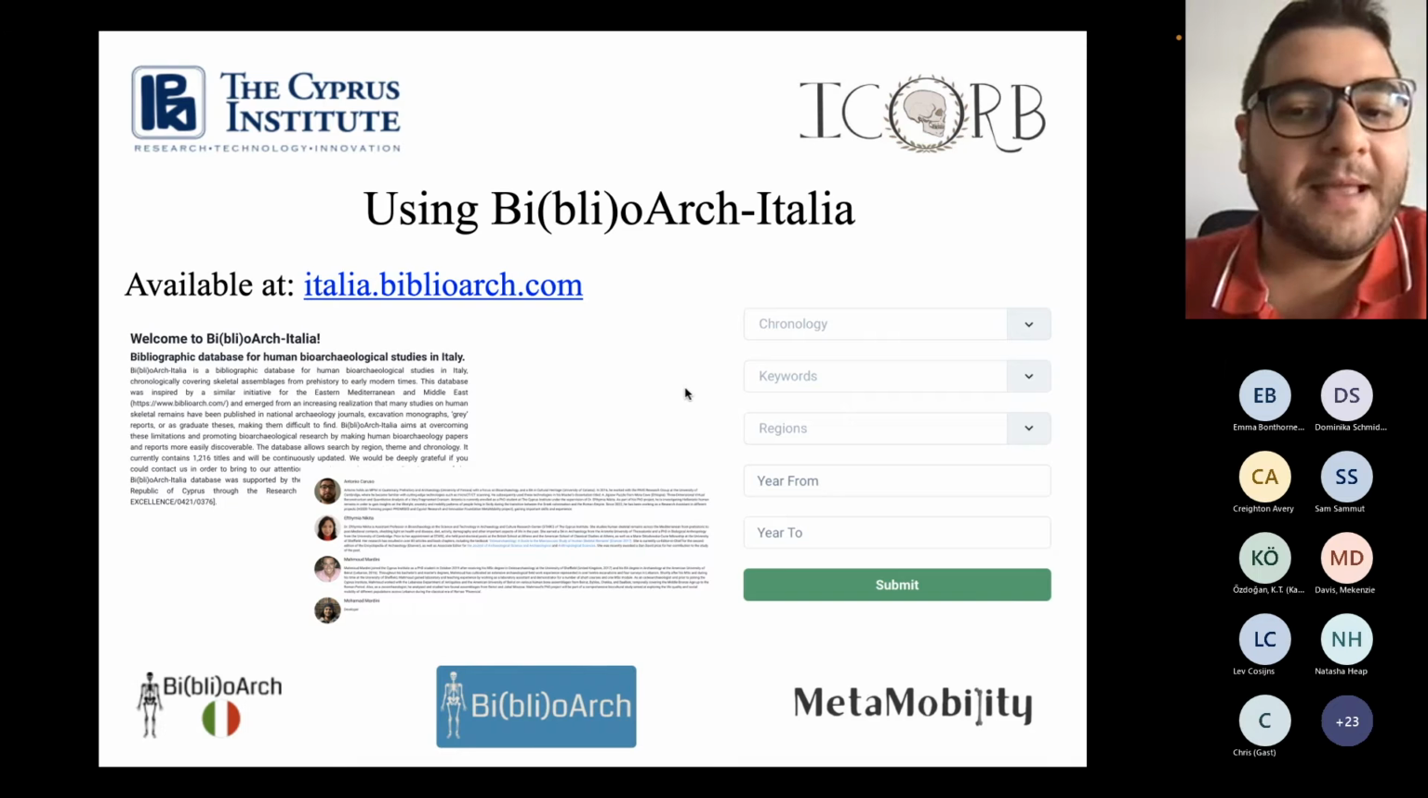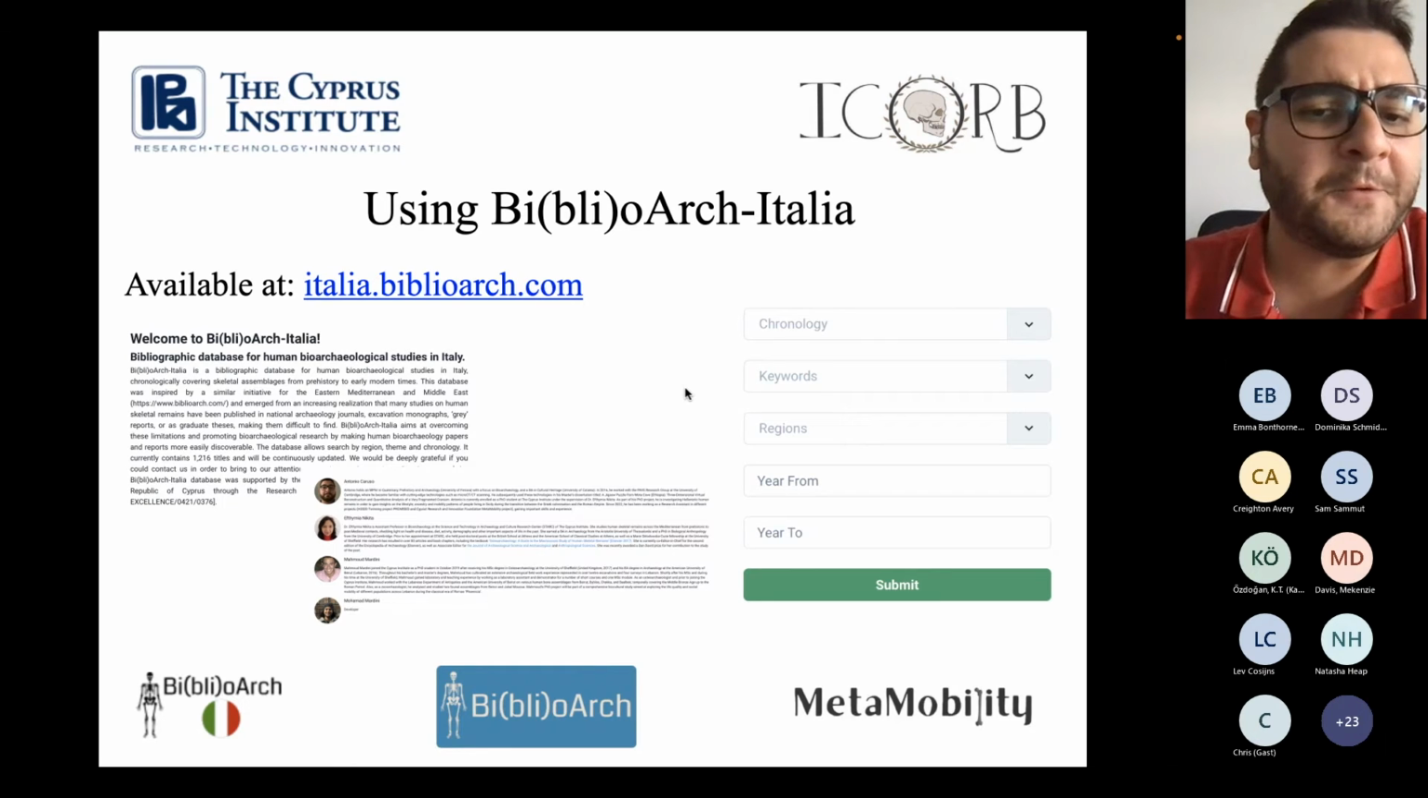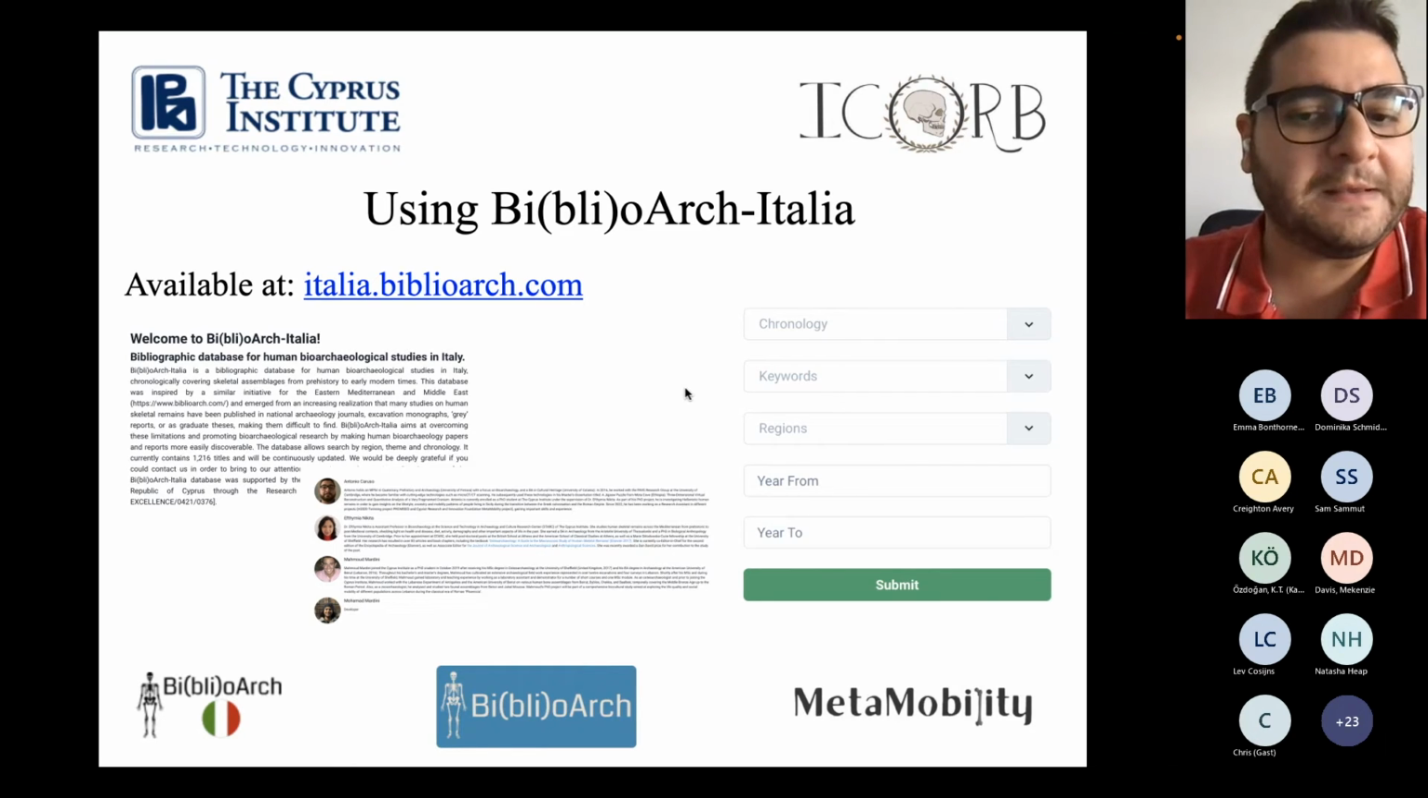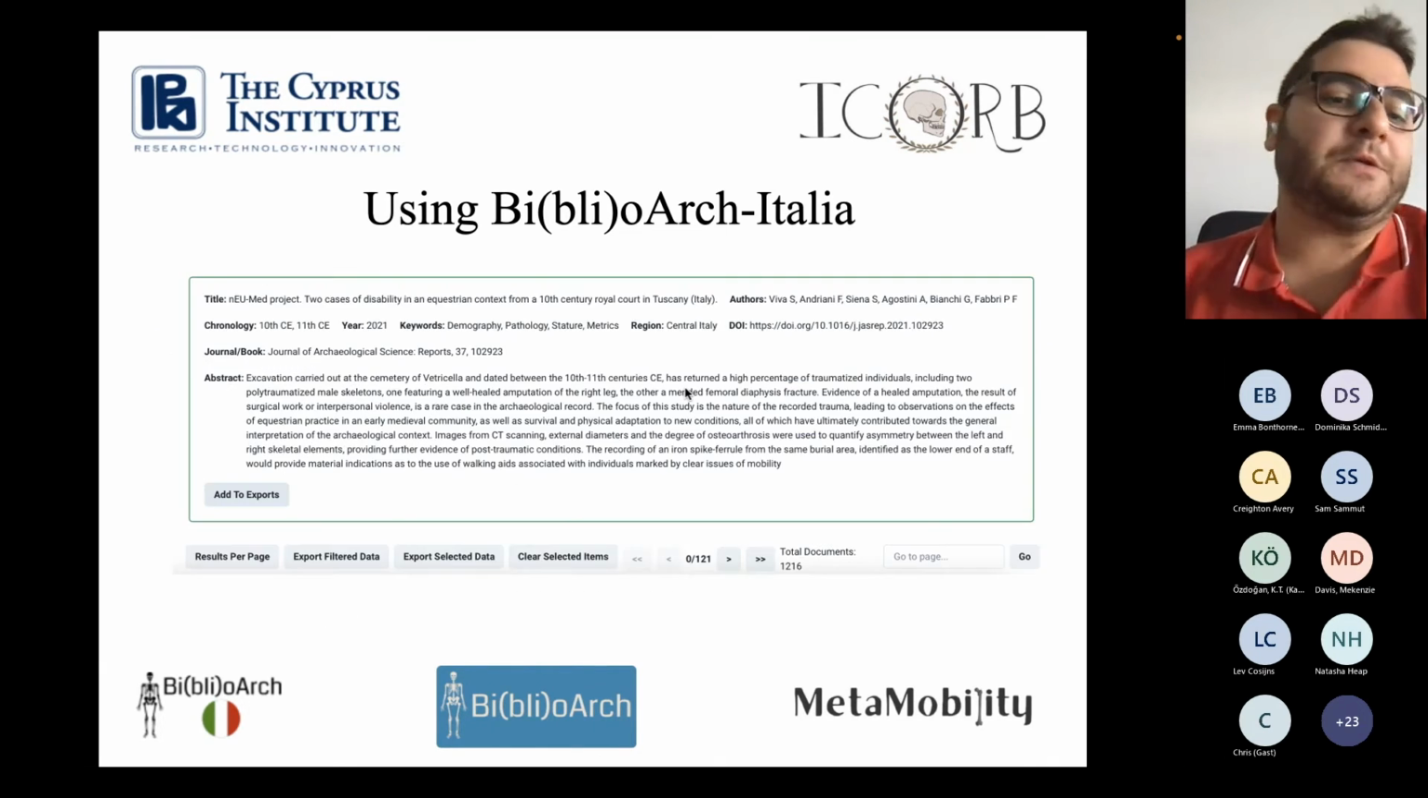Keep in mind that you can enter any combination of the filters. So, for example, for chronology, if you're looking for something specific from the 1st till the 4th century CE, then you can enter all of them at the same time and then click submit. This is what you're going to get.